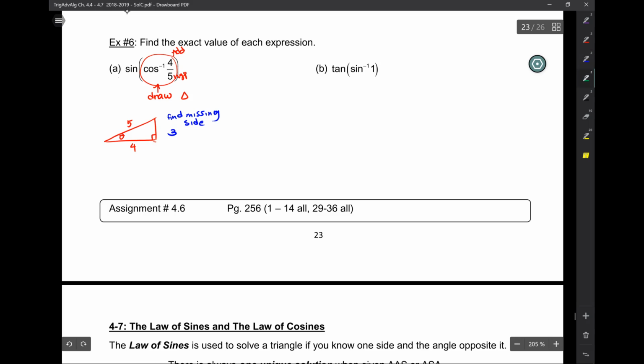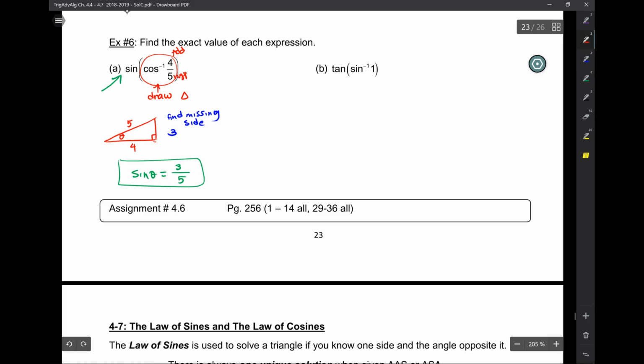And then go back to the outside. We divided, now we're conquering the outside, right? The outside is sine of theta, which is 3 over 5. That's it. 1, 2, 3.